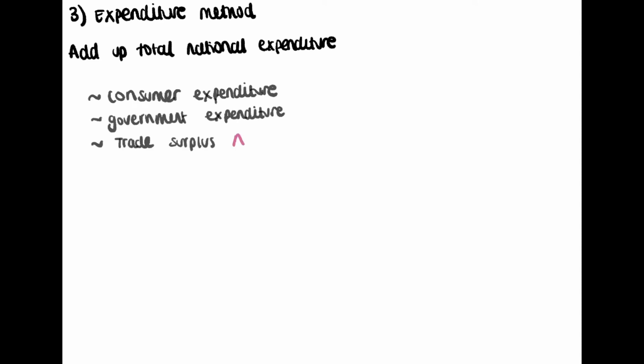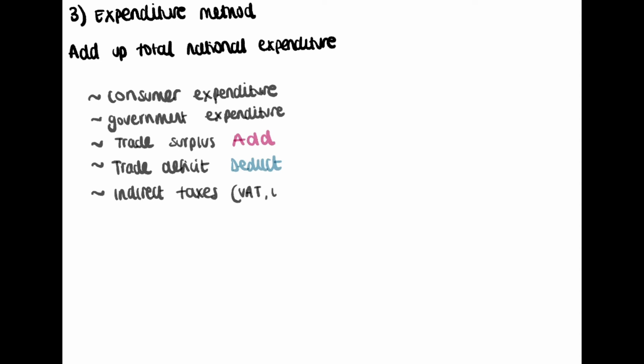The third method is called the expenditure method, which adds up total national expenditure. To reach this figure, we would use consumer expenditure, government expenditure, and any trade surplus we would add on to national expenditure. A trade deficit we would deduct, and any indirect taxes we would also deduct from national expenditure.